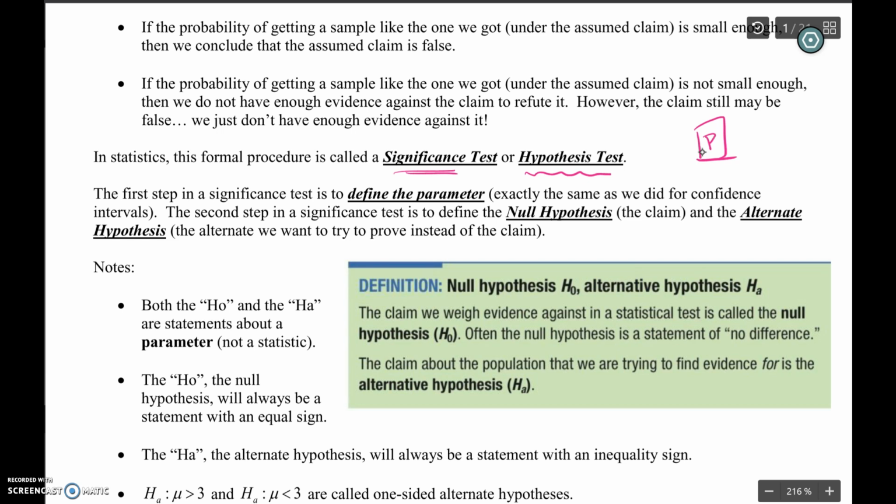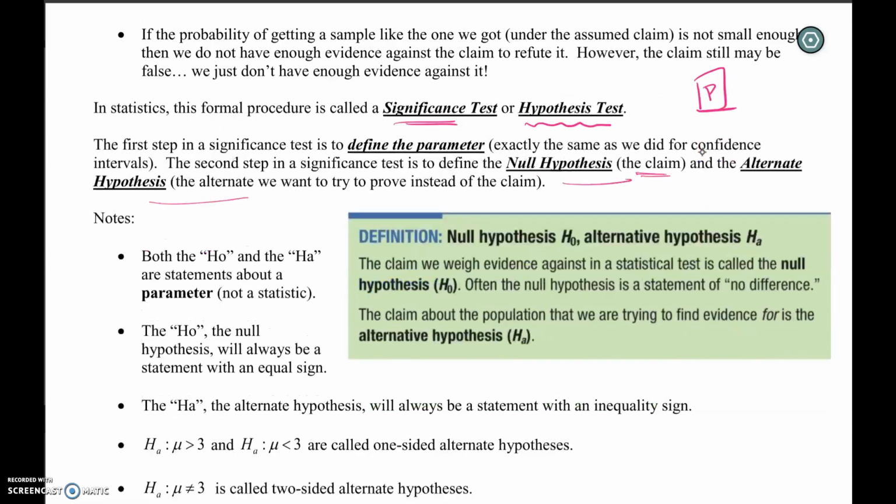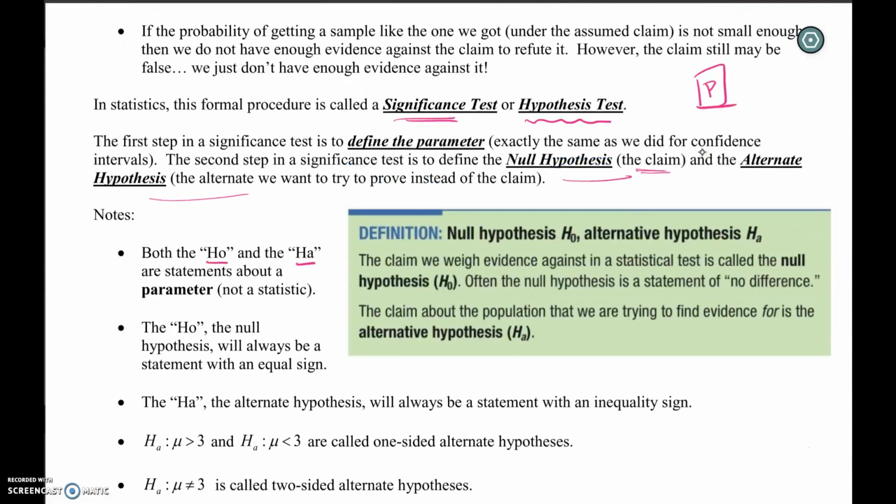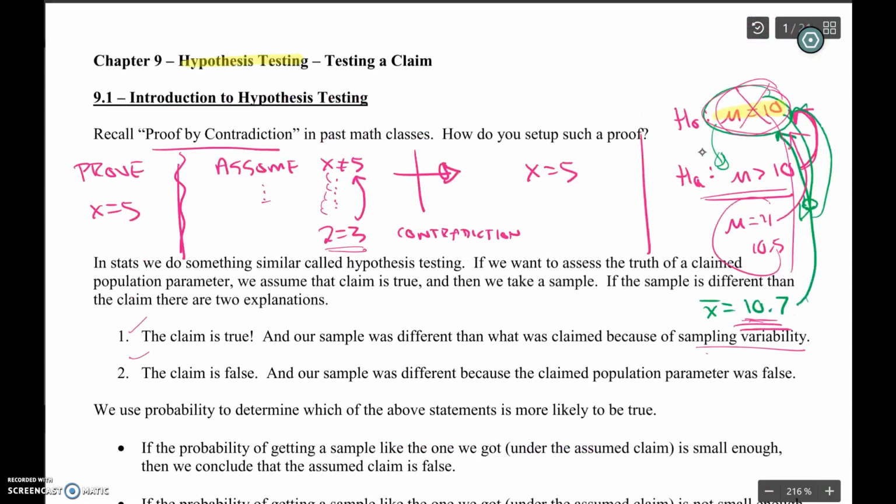The second step is to identify a null hypothesis and an alternate hypothesis. The null hypothesis is kind of a claim of equality, and the alternate is going to be the thing we want to prove instead of the claim. So the null is going to be called H naught, H sub 0, or sometimes I call it the HO, and the HA, or the H sub A, is going to be the alternate hypothesis. These are both statements about a parameter, so we're going to use things like P and mu whenever we set up these HOs and HAs. The HO will be the null hypothesis. It's always got an equality statement, so it's always going to be equal to something.